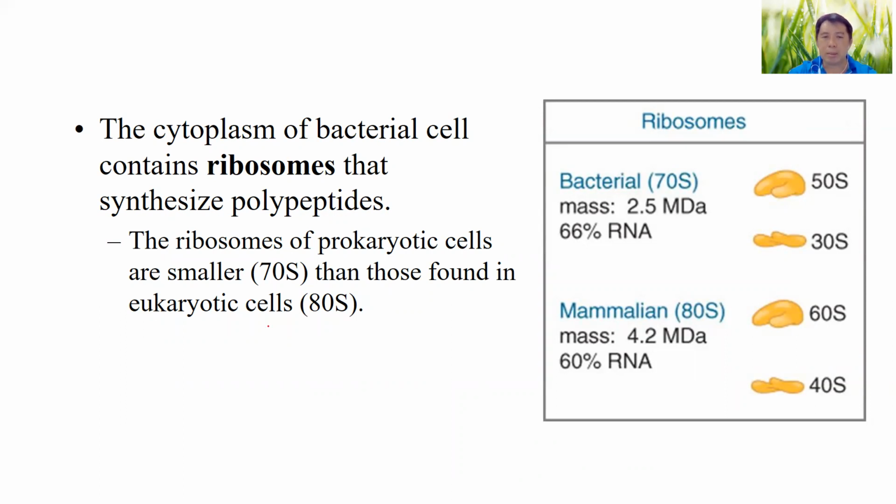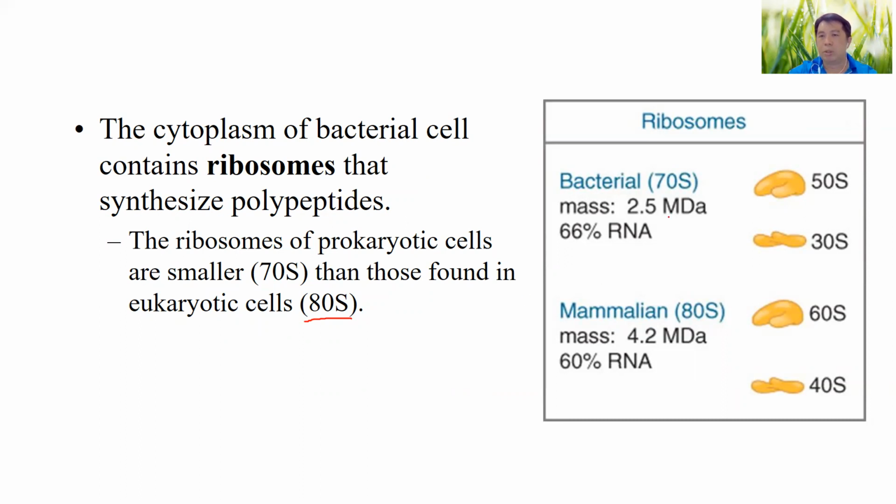In eukaryotic cells, the ribosomes are known as the 80S ribosome, or we call it the heavy ribosome. Whereas the ribosome in the prokaryotic cells is the smaller ribosome, known as the 70S ribosome. So S here is a Svedberg unit, which you will study in ultracentrifugation later.